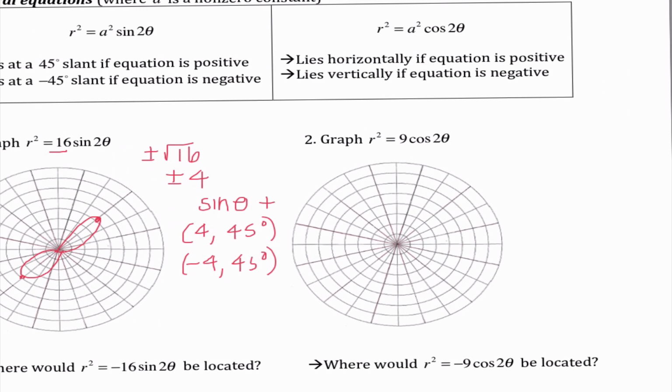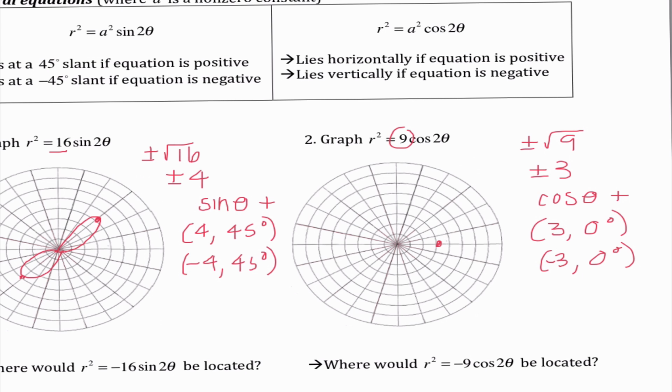It says graph r squared equals 9 cosine 2 theta. So this time we have 9. So I'm going to figure out what is the plus or minus the square root of 9, and it is 3. Since cosine is positive, that means I'm going to be at 3, 0 degrees, and negative 3, 0 degrees. So I'm going to go to the right 1, 2, 3, and I'm going to go to the left 1, 2, 3, and go ahead and draw my bow tie. That looks super ugly, but hopefully you guys get the hang of it.